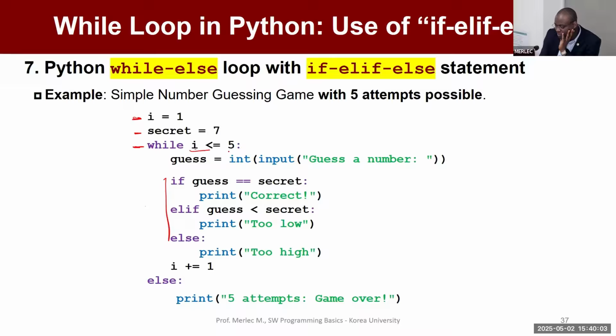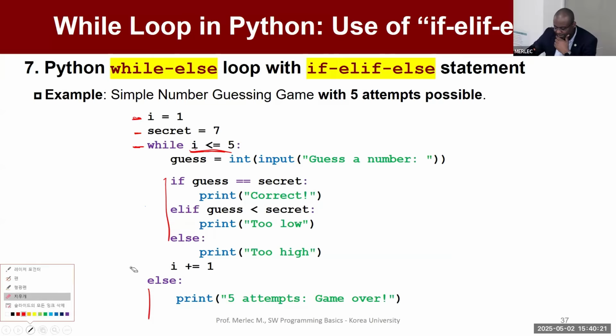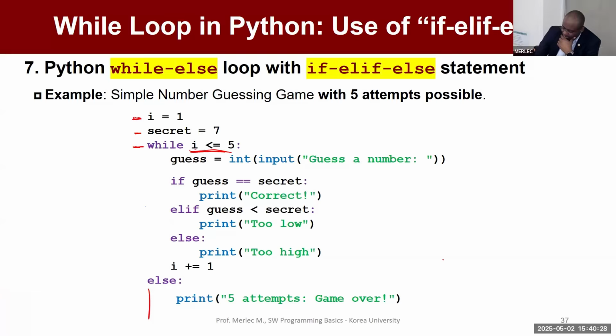We have to check whether we are in the range. The range is to check 5 times. When we are beyond the range, we need to print a message saying 5 attempts, and then game over. So what should now be implemented inside the loop? What are we going to implement to check whether the guess has matched or not? That will be inside this while, and all the statements need to be indented.